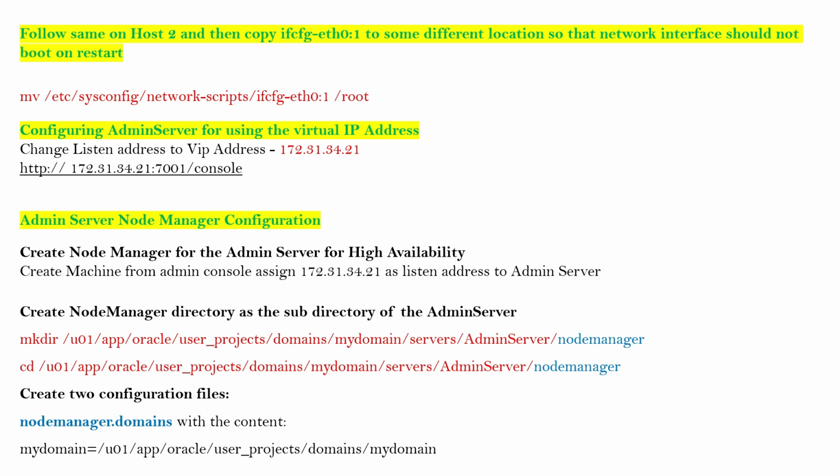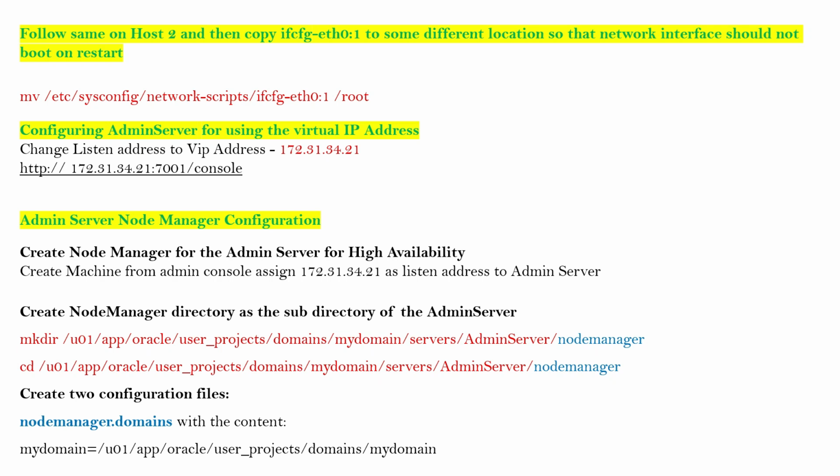And the location that I have selected is inside the domain. You have a folder called servers. Inside servers, we have a folder for each and every managed server and the admin server. So because I am going to create this node manager for my admin server, I will go inside my admin server folder, and there I will create a folder with the name node manager. Okay, so this is my node manager home for my admin server, right?